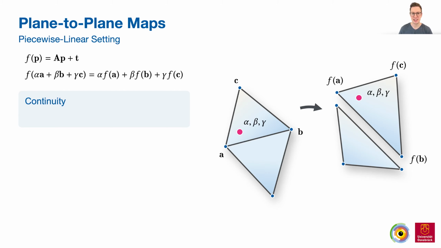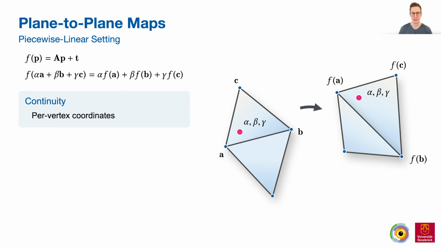To restrict to the space of continuous maps, we simply need to ensure that all triangle corners belonging to the same vertex are mapped to the same point. So we just store coordinates per vertex instead of per corner, and that already bakes continuity into our representation.